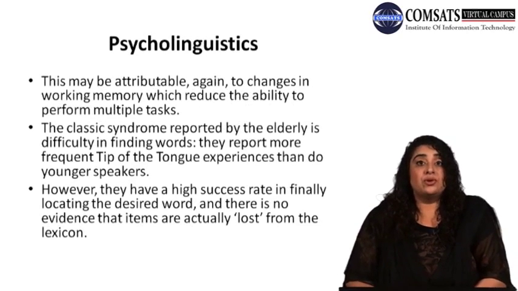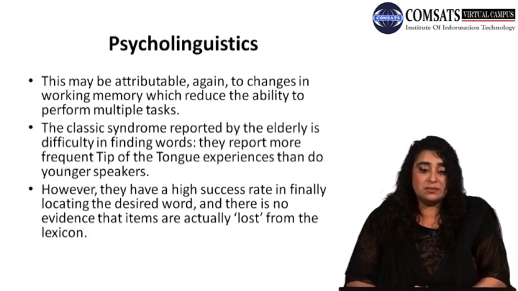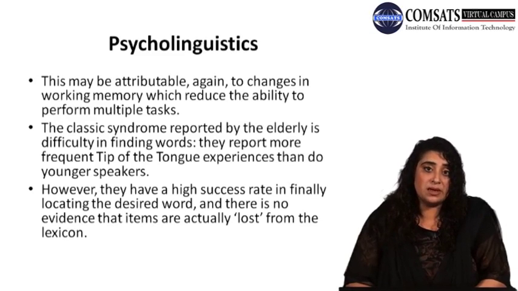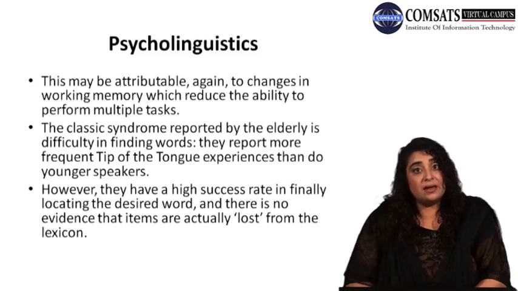You can check this out with your grandparents. Maybe you might notice that they have difficulty putting their thoughts immediately into words, if you compare them with the younger generation. So this may be attributable, again, to changes in working memory, which reduce the ability to perform multiple tasks. Sometimes we can say that the cause would be changes in the working memory, and that's why their ability is reduced to perform these multiple tasks of trying to produce and comprehend at the same time.